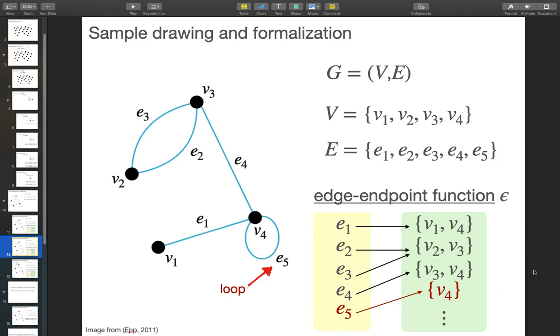So, ano pa yung mapapansin natin dito sa edge endpoint function? So, mapapansin natin, hindi siya one-to-one, right? Bakit hindi siya one-to-one? Dahil kay edge E2 tsaka E3. They both connect the same endpoints.